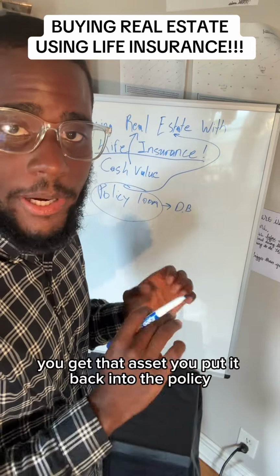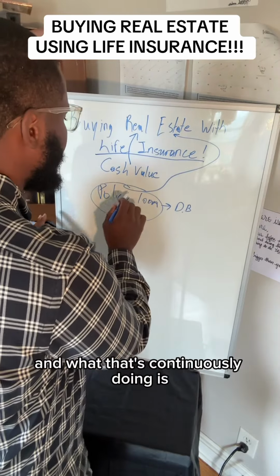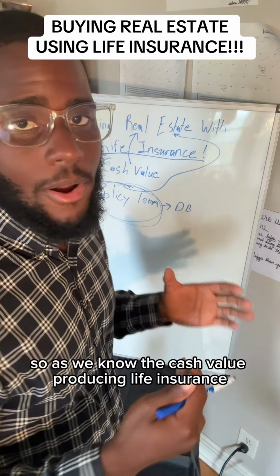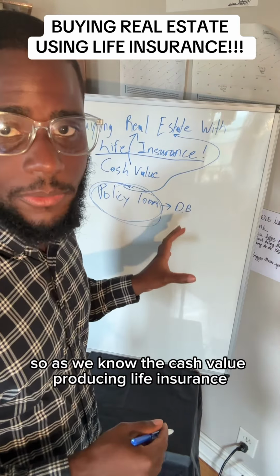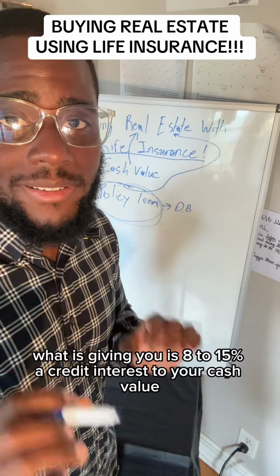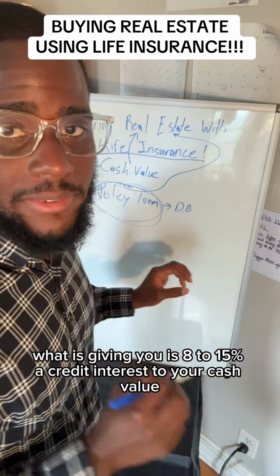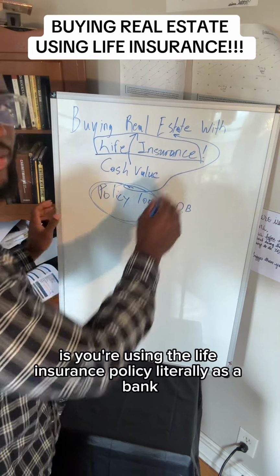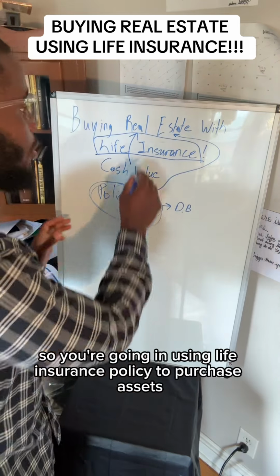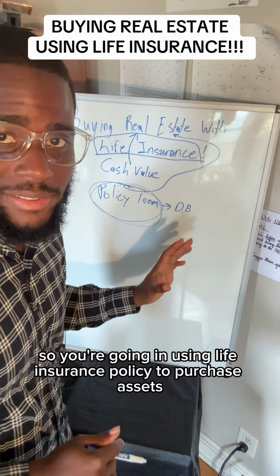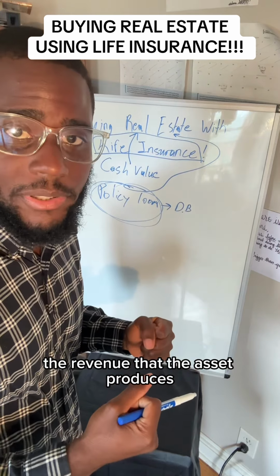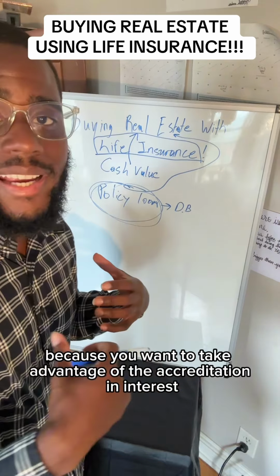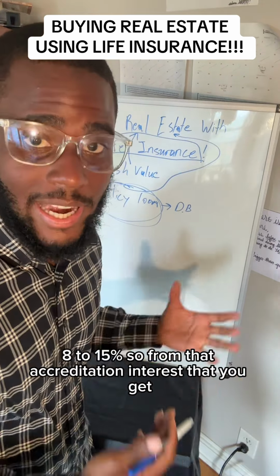You take that money and put it back into the policy, and what that continuously does is continue the compounding interest. As we know, cash value producing life insurance gives you 8 to 15% accredited interest on the cash value in your account. So you're using the life insurance policy literally as a bank. You use it to purchase assets, and the revenue the asset produces, you fund back into the policy, because you want to take advantage of the accredited interest, 8 to 15%.